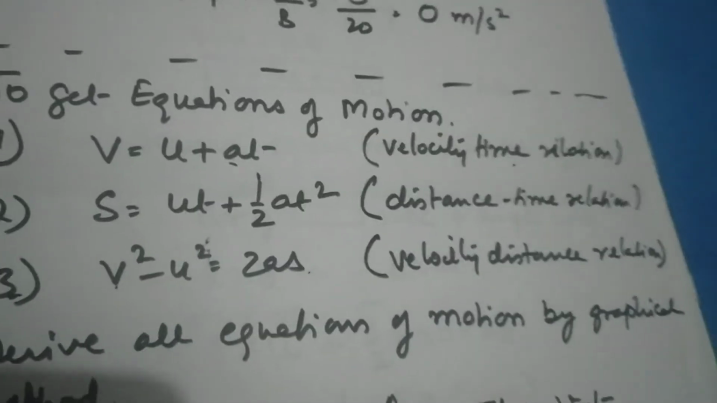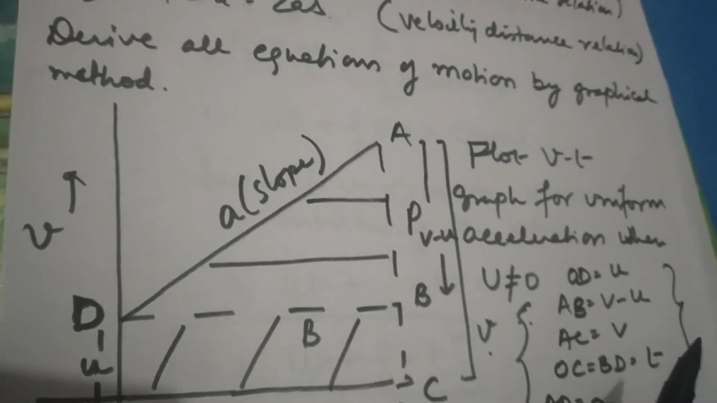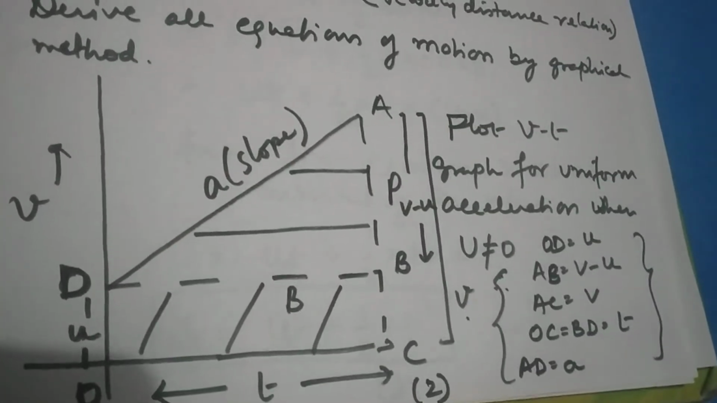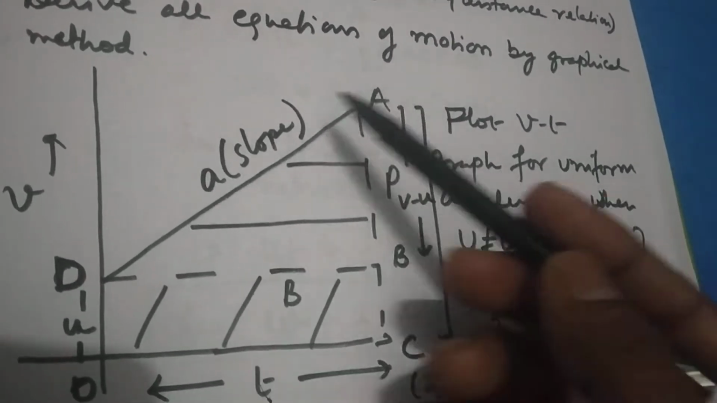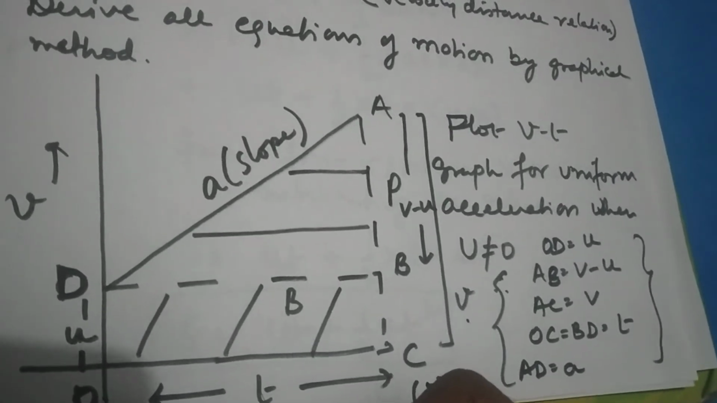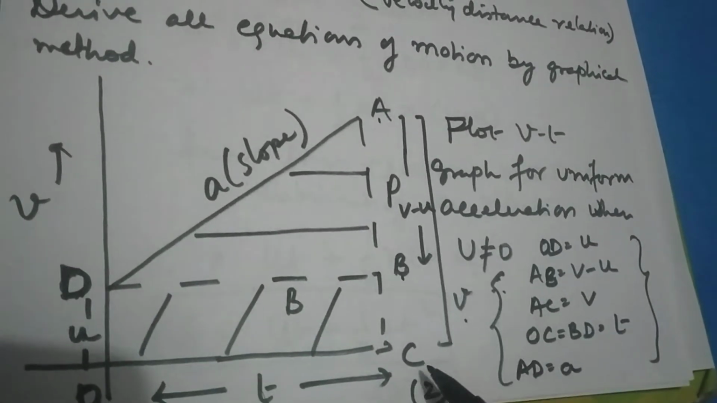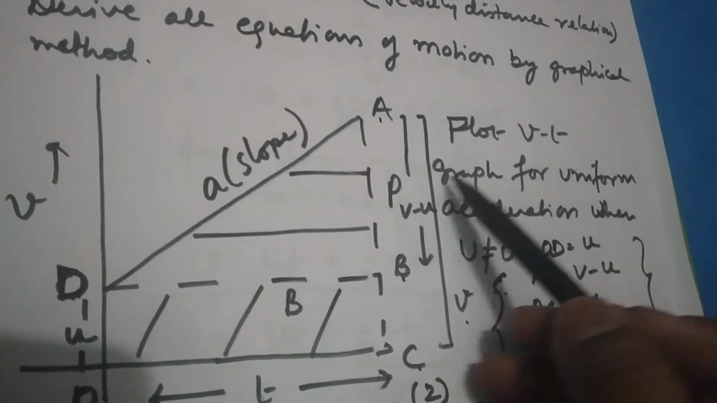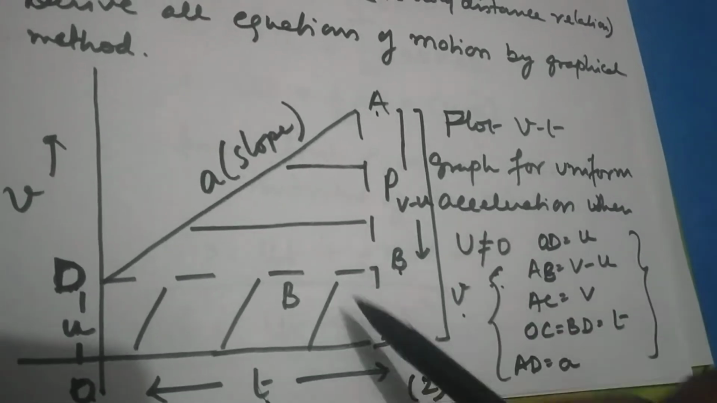I will make you understand by an example of making a graph. Now please refer to this graph, the velocity-time graph, when u is not equal to 0. We have marked the points O, D, A, B, C. Follow them very clearly, because we are plotting a VT graph for uniform acceleration when u is not equal to 0.